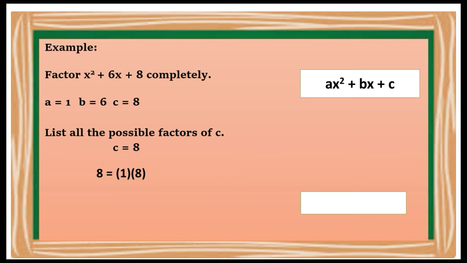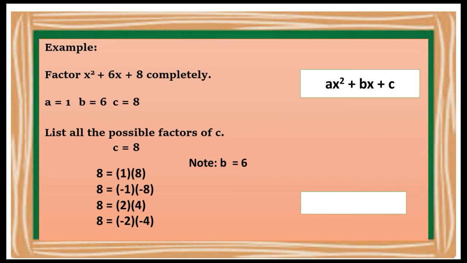First step is, you list all the possible factors of c, where c is 8, and 8 could be achieved through 1 times 8, or the product of negative 1 and negative 8, or the product of 2 and 4, or the product of negative 2 and negative 4. So these are the factors of 8.